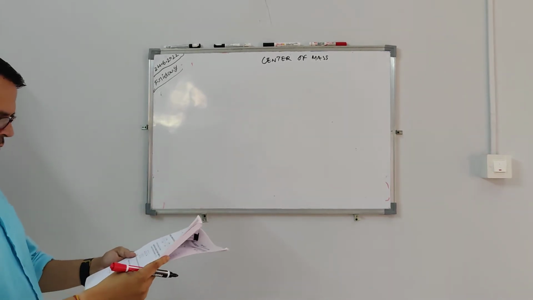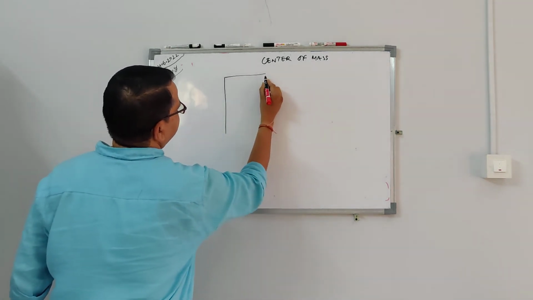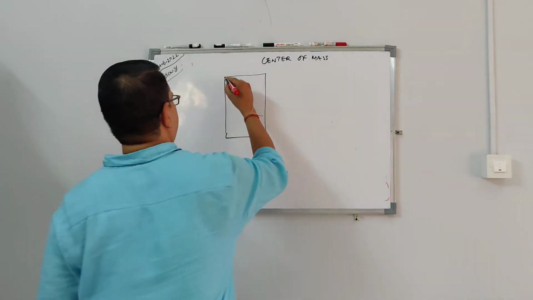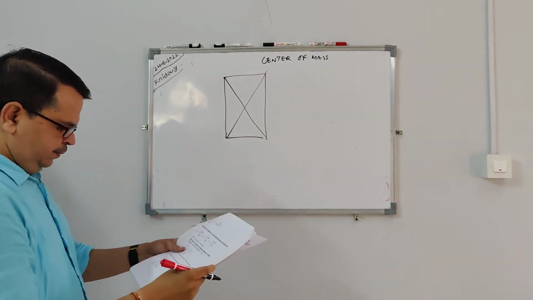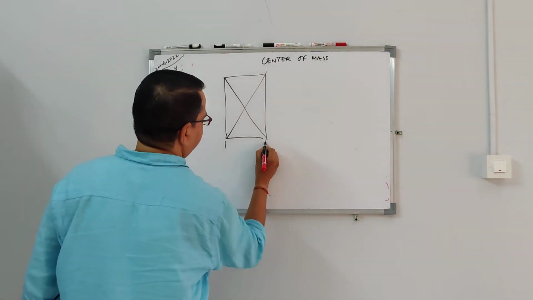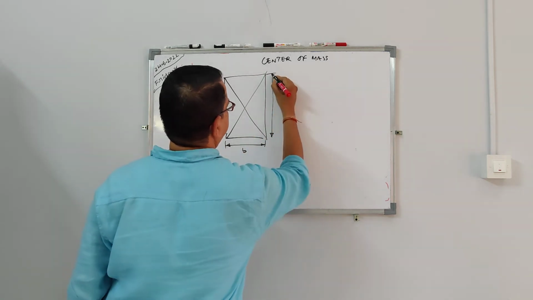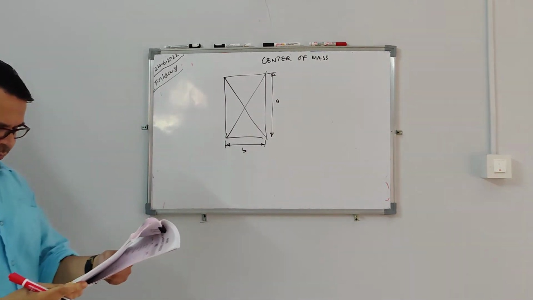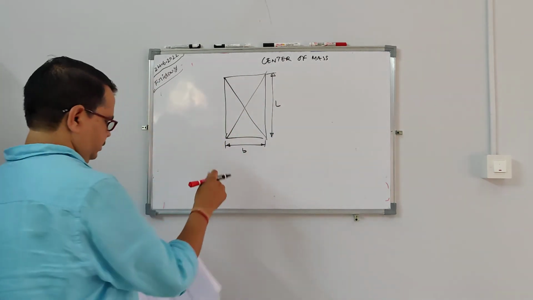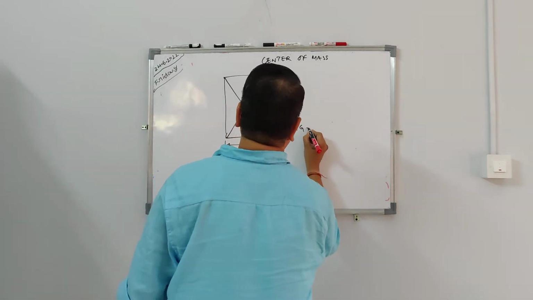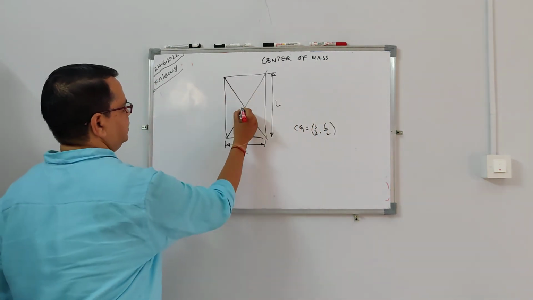Okay. So now center of gravity of a rectangular cross section. If my width is B and let us say my height is L, then my CG will be at B by 2 and L by 2. That will be my CG. This is my CG point.